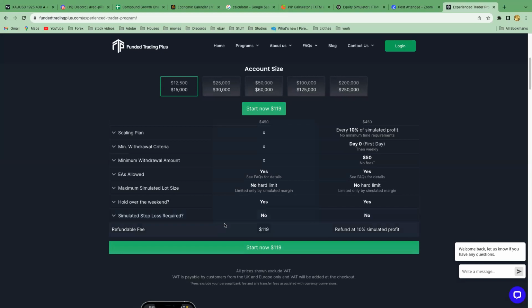Simulated stop loss required? No, you don't need a stop loss. As you've seen, I've been in 15 trades. I showed the other day I was in so many trades, no stop loss. I don't put stop losses on my trades unless the trade has done at least 1 times its profit. Then I can put a break even, or I might put a stop if I need to step out for a few hours or whatever. But most of my trades, because my risk is so low, I don't put stop losses.